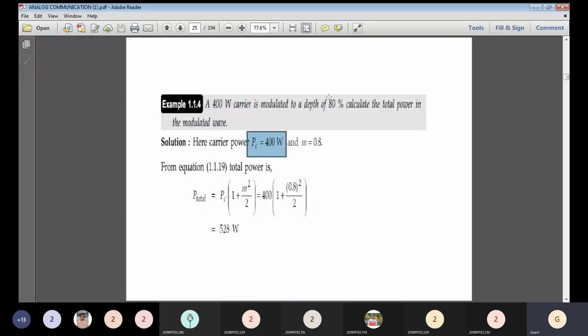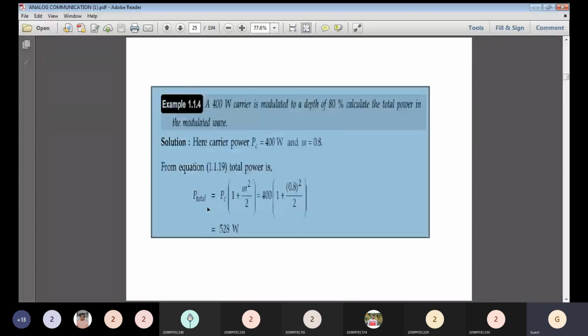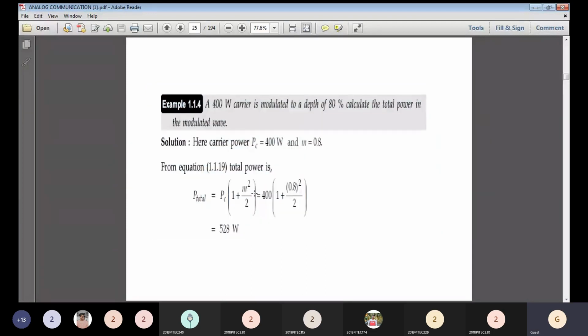Depth of modulation is the modulation index. Another name for modulation index is depth of modulation. 80% is the percentage modulation, so divide this term by 100. You will get the modulation index value as 0.8. From this equation, the total power formula is equal to PC into 1 plus M square divided by 2. PC is directly provided. M value is also directly provided. Substitute all the values here. Finally, we can calculate the total power. So the total power for the given parameters is equal to 528 watts.